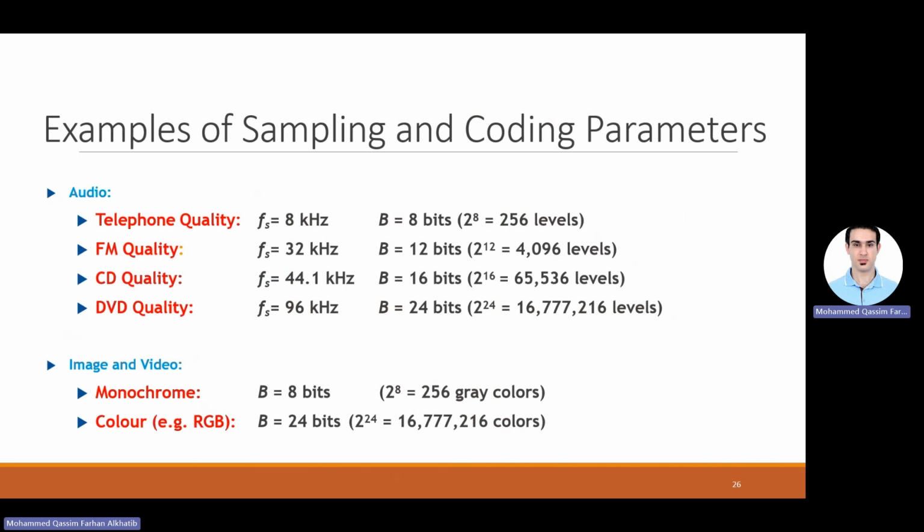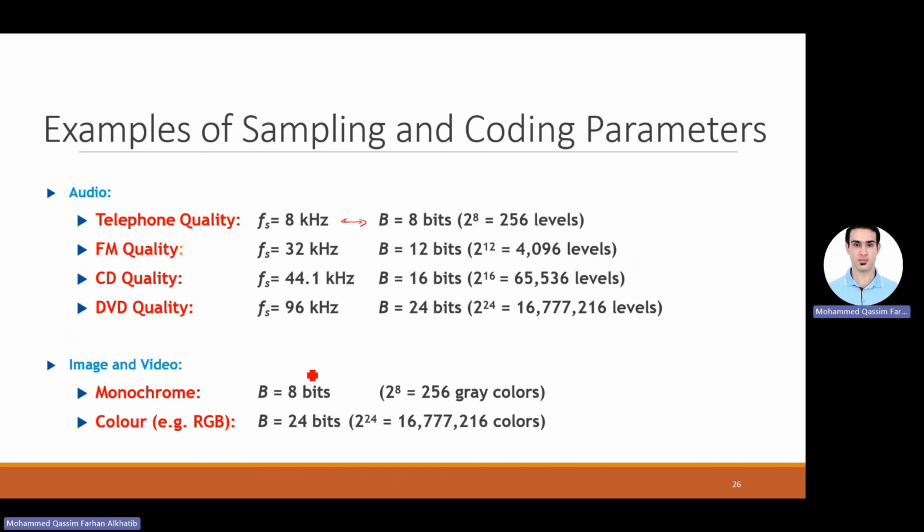Okay, so here are some examples in real life scenarios, just for information, nothing to memorize. So when we deal with audio, the sampling frequency is 8 kilohertz. So how many bits are required? They are using 256 levels, 8 bits. For FM quality, it requires 12 bits. So you have 4,000 levels. There is no relationship, by the way, between those. But yeah, when you increase the frequency, they require more bits for sampling.